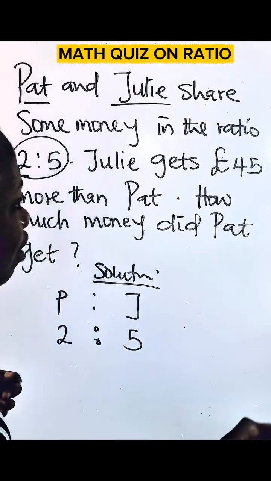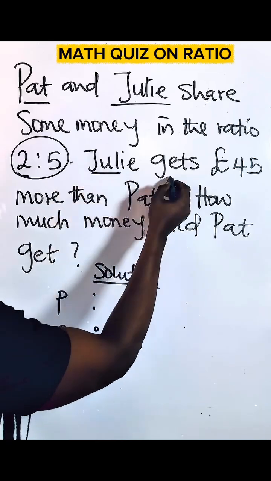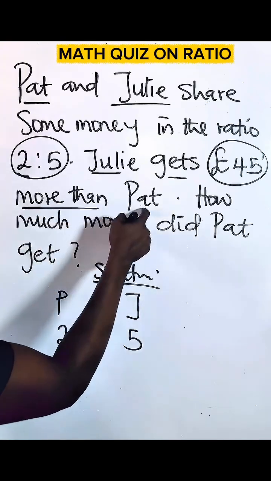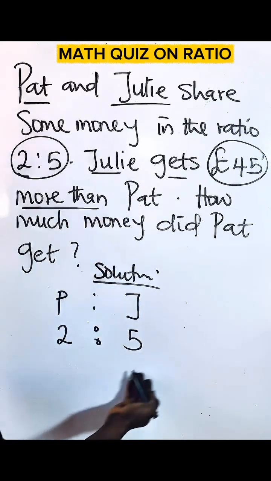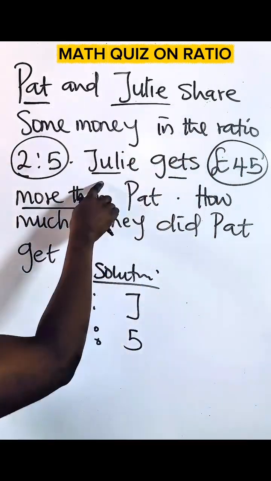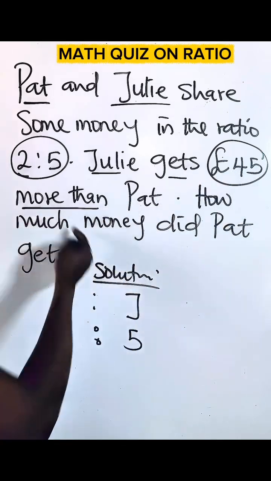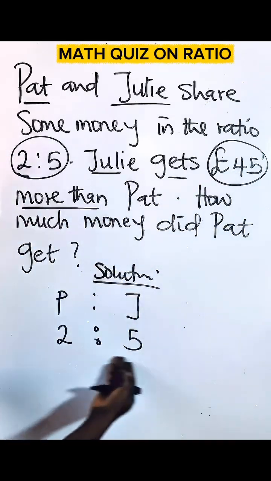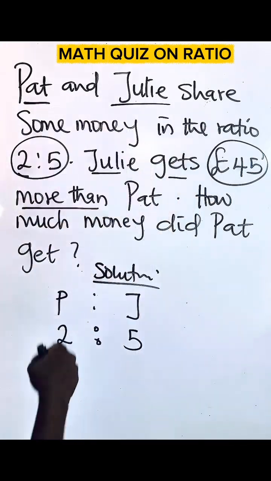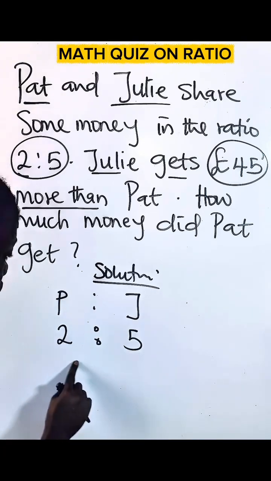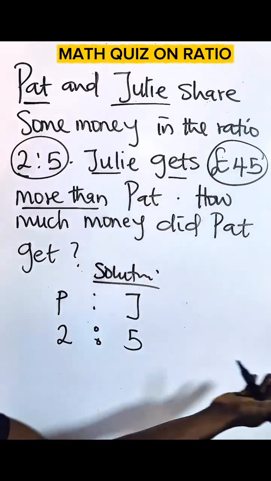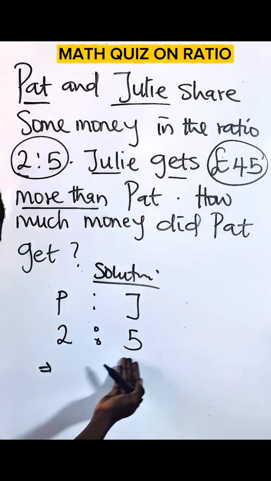Now, there's another important information. They say Julie gets £45 more than Pat. So if they use this ratio after sharing that money, Julie's money is £45 more than Pat's own. And remember, it was this ratio that was used in sharing it. A quick one. What do? Just simply go back to the ratio, because it was this ratio that made this person's share to be more with 45. What you just need to do is get the difference in the ratio.